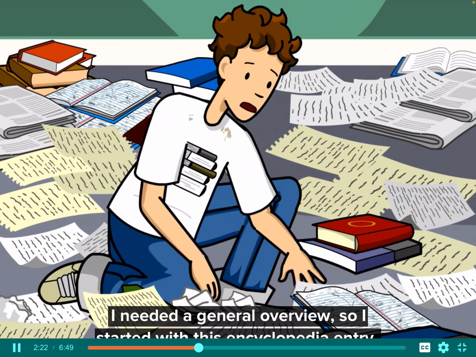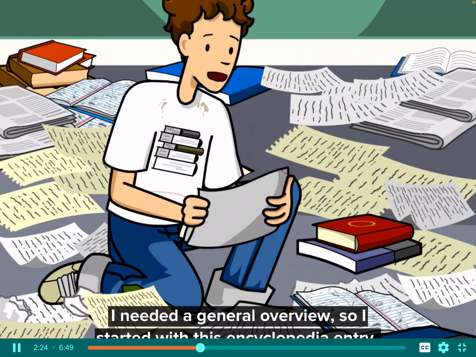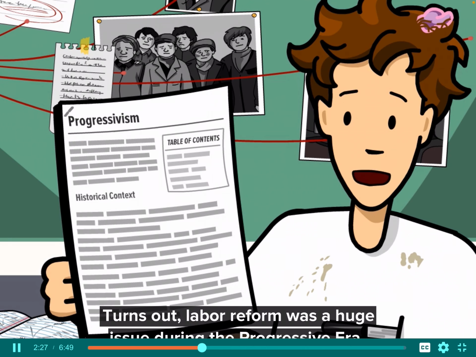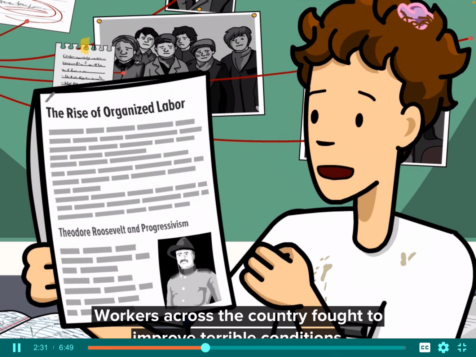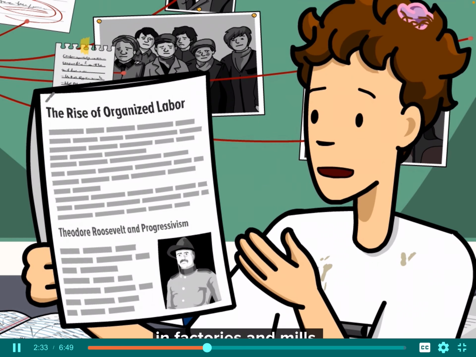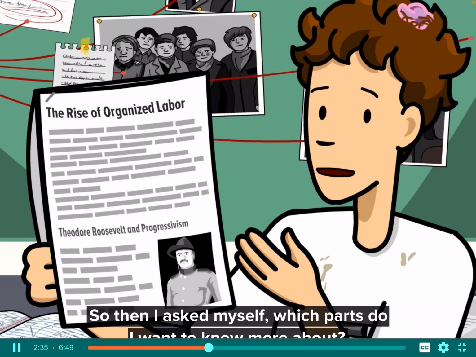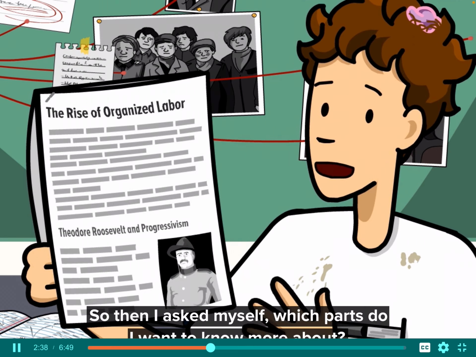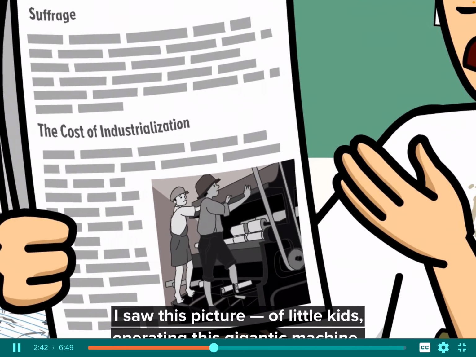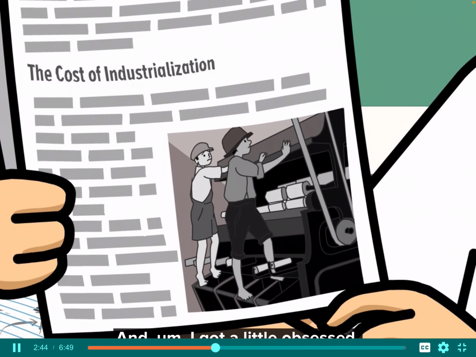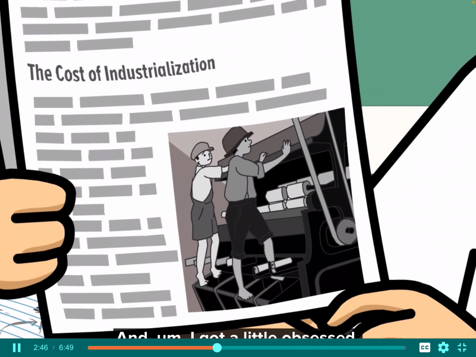I needed a general overview, so I started with this encyclopedia entry. Turns out, labor reform was a huge issue during the Progressive Era. Workers across the country fought to improve terrible conditions in factories and mills. So then I asked myself, which parts do I want to know more about? I saw this picture of little kids operating this gigantic machine. And I got a little obsessed.